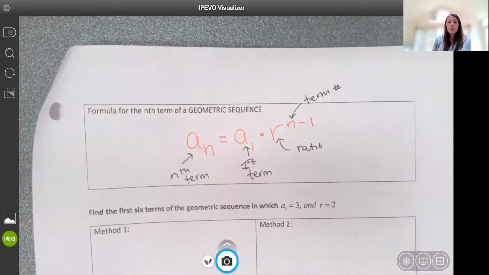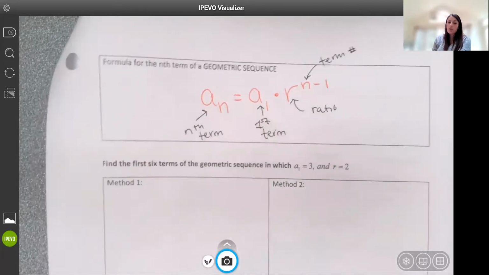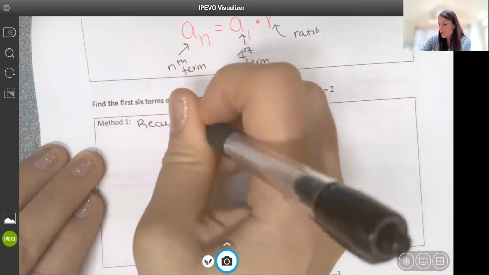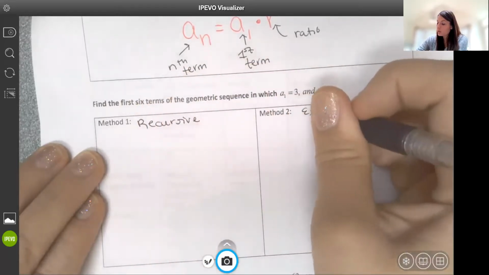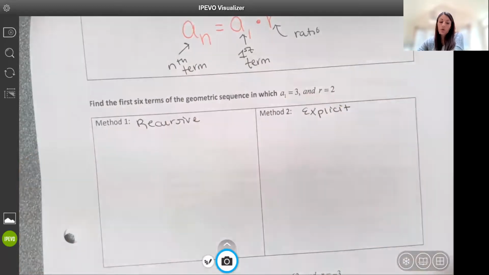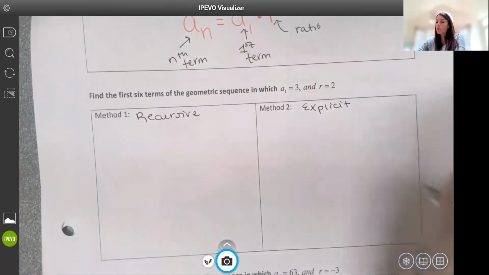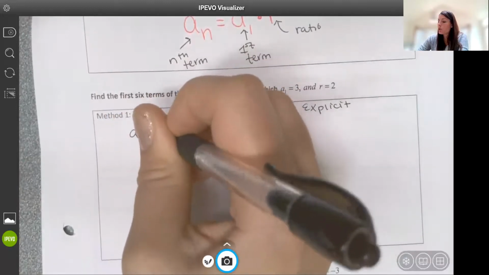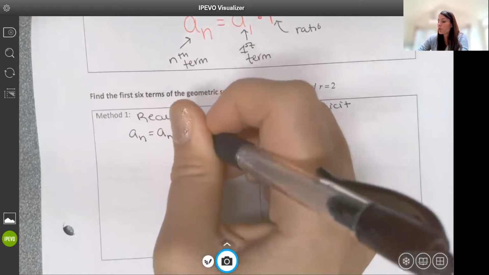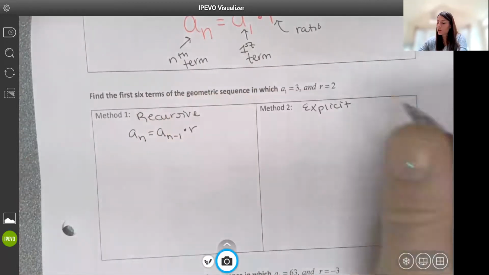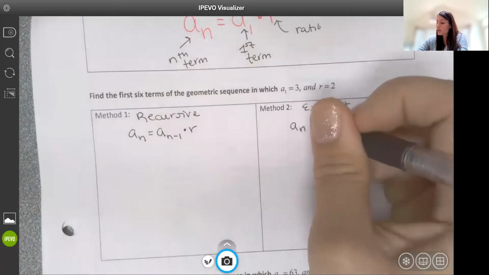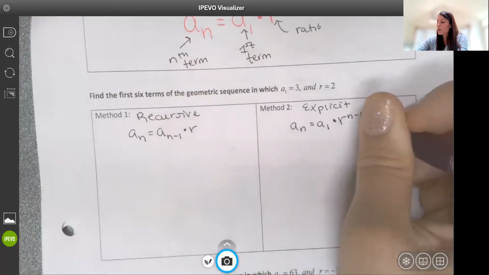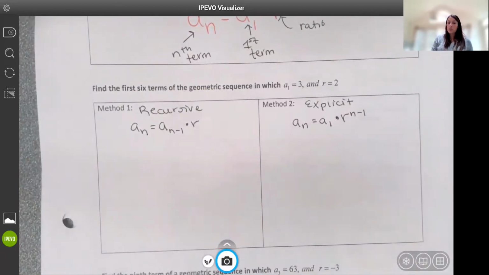Okay. So let's look at both methods. First, looking at the recursive and the explicit formulas. So recursive, using the term before it: to find the nth term, we took the term before it and multiplied it by our ratio. The explicit formula is we need to know the first term, and then we multiply that by our ratio to the n minus 1 power.